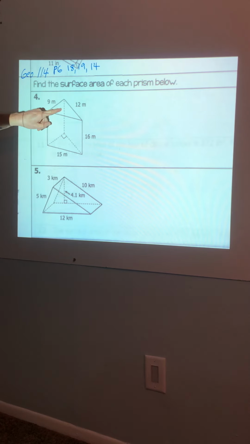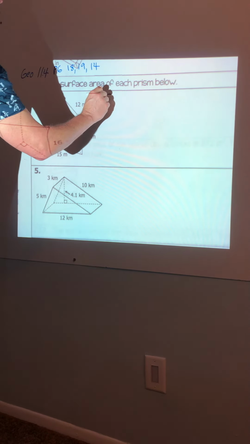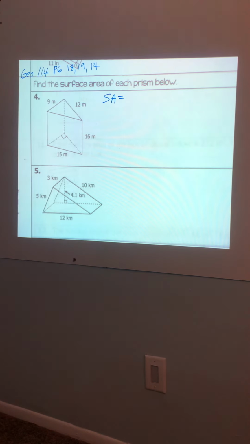The 2 sides that are parallel and exactly the same, the 2 faces, are triangles. All the other lateral faces, the ones that go around it, are rectangles, but the bottom and top are triangles. They're parallel, and we name it by the bases. So that's a triangular prism. Look at this formula for surface area. It's one of my favorites. Surface area is going to be HP plus 2B.